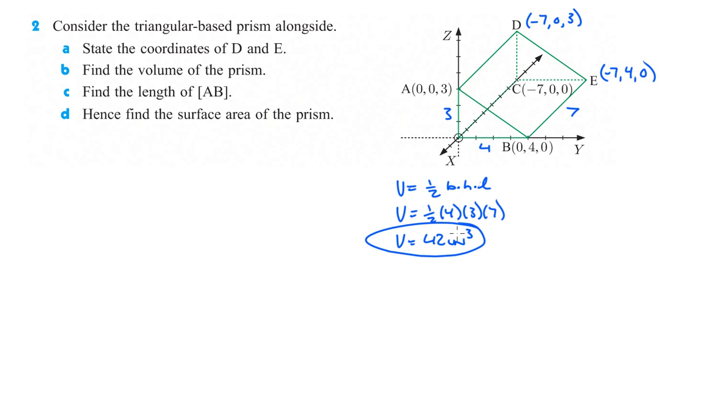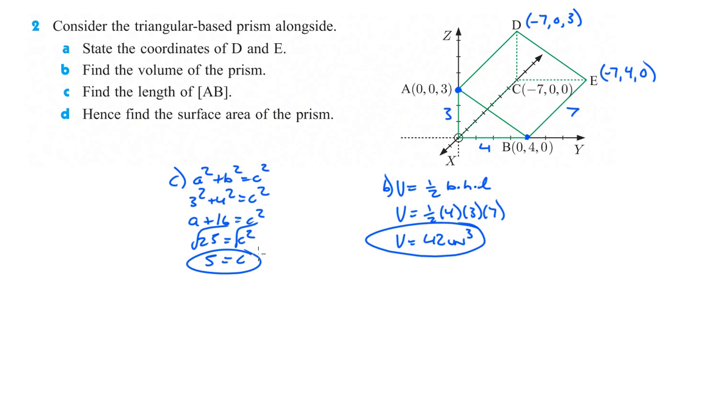Okay, so that's B. Find the length of A to B. Let's see, you got to find A first. Oh, there it is. A to B, which is right here. So we'd use the Pythagorean theorem for that, right? So for part C, this was part B. We would do A squared plus B squared equals C squared. So in this case, 3 squared plus 4 squared equals C squared. 9 plus 16 is C squared. 25 is C squared, so we square root both of those and we get that C has to equal 5.